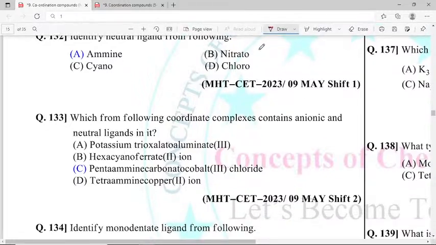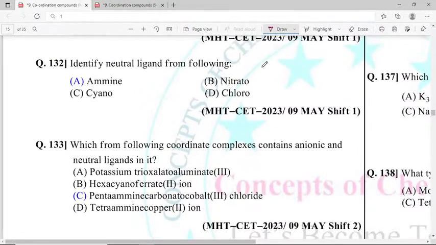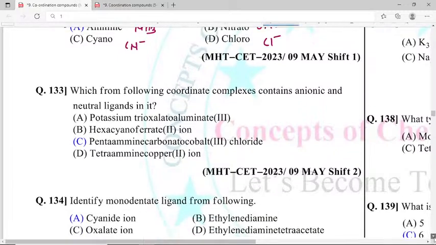Identify the neutral ligand from the following. So what type of neutral ligand is there? Amine is a neutral ligand. Ammonia, NH3. Cyano stands for CN minus. Nitrito, ONO minus. Chloro, Cl minus. Nitrato. So the neutral ligand is amine, ammonia.